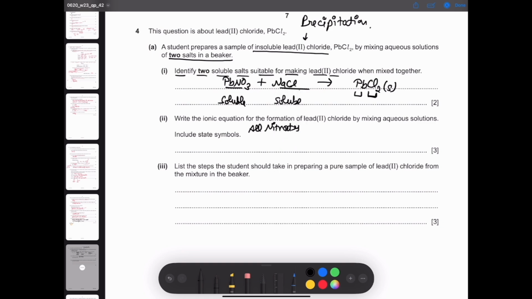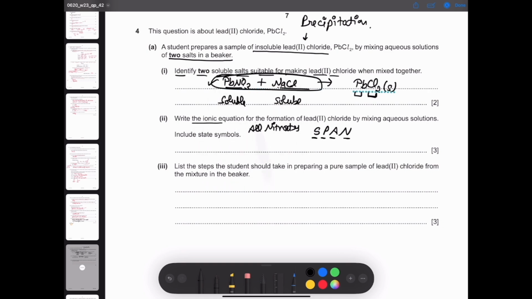Why? Because this is the easiest one. See, sodium salts are soluble. Sodium, potassium, ammonium, nitrate, all these salts are soluble. This is why I am going with the safest options. Lead nitrate is soluble because it's a nitrate. Sodium chloride is soluble because it's a sodium salt. Very simple. So your answer should be lead nitrate and sodium chloride.